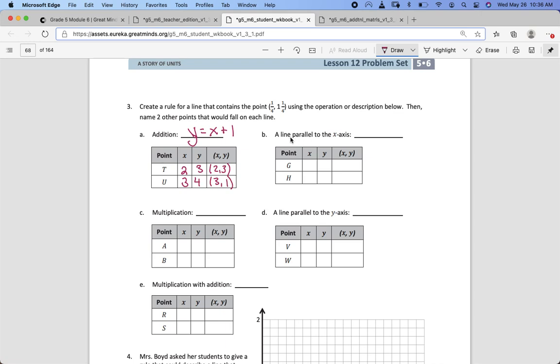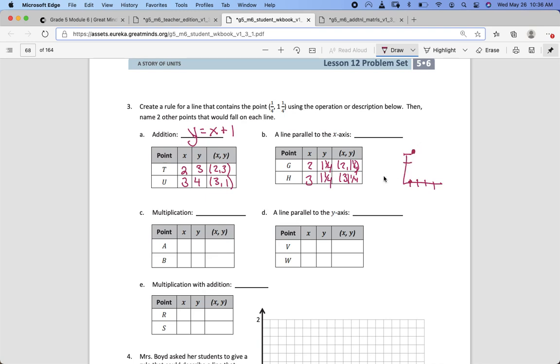Okay. A line parallel to the x-axis, so that means that it has to go like that, which means that the y is always going to be the same. So our y here is 1/4. And we can put 2 and 3 here if we want again. 3 and 1/4. Oops. 1 and 1/4. Okay, multiplication. So this is 1, 2, 3, 4, 1/4. And this is 1 and 1/4.